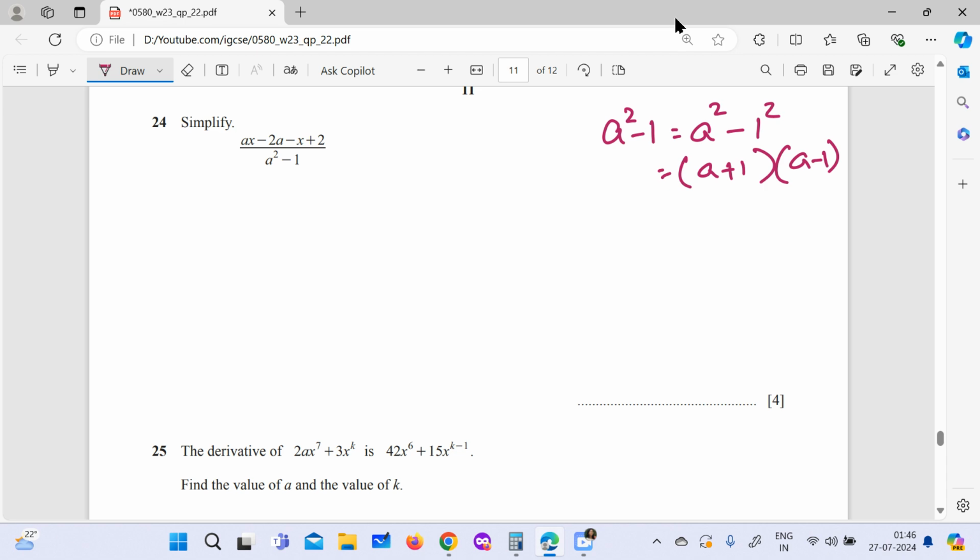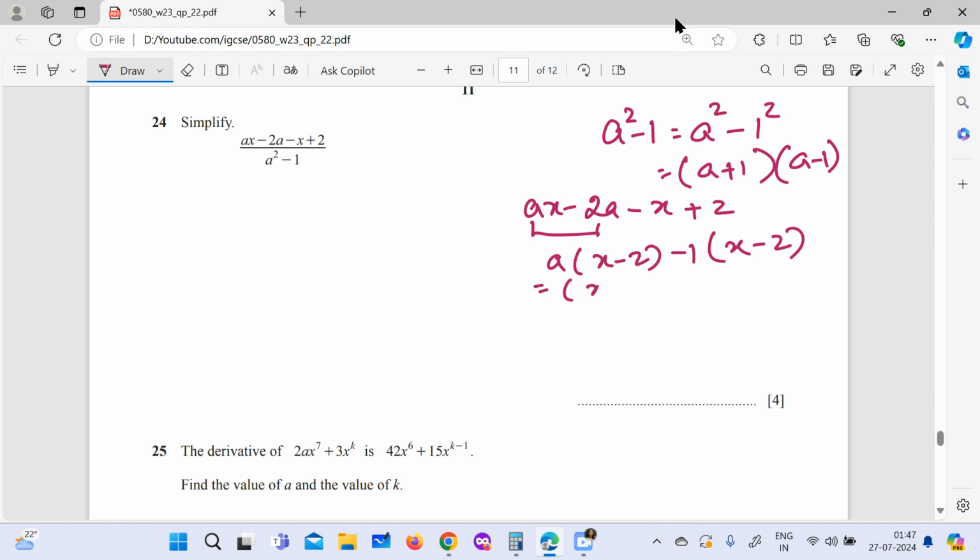Now we can factorize this as well. Ax minus 2a minus x plus 2. Okay. So in this you have common a. So you have here x minus 2. Here we have nothing in common, so just take 1 out. So you get here x minus 2. So now you have x minus 2 times a minus 1.